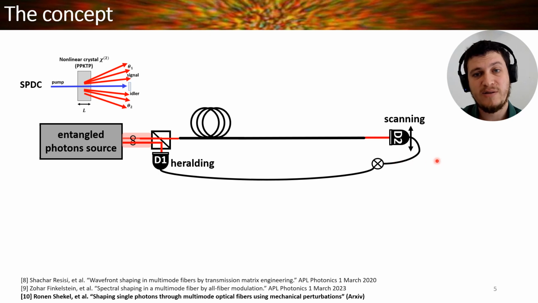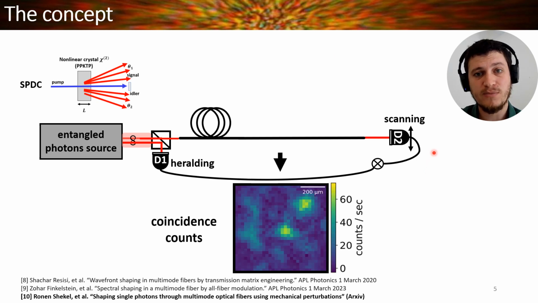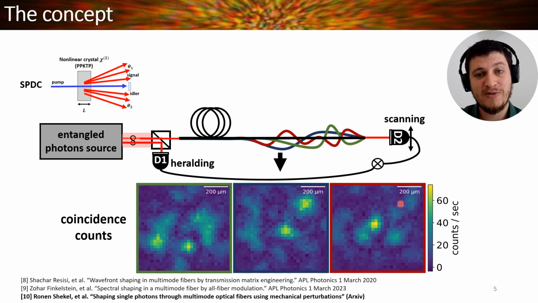At the other side, we have another single photon detector, which scans the spatial plane, the transverse plane of the fiber, and the coincidence counts between these two detectors will give us the spatial distribution of the heralded single photon. As discussed, this distribution will be a speckle pattern. However, it turns out that the case is actually worse, and this speckle pattern is highly dependent on the geometry of the fiber. Having small perturbations on the fiber, even if you touch it a little bit, will change the speckle pattern.